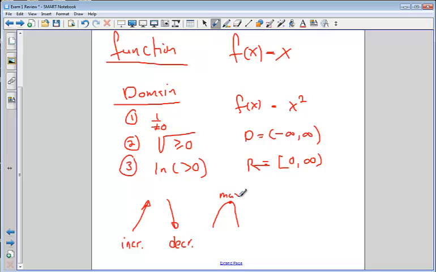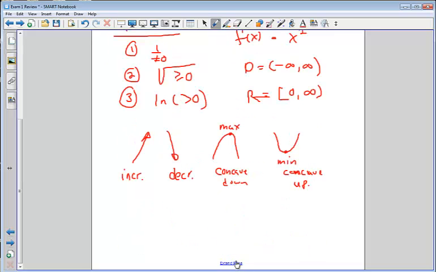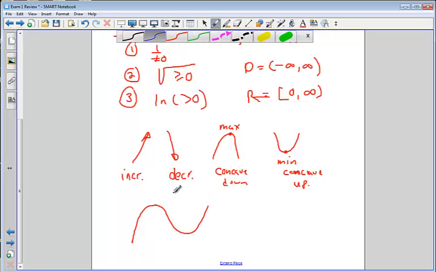So let's call this a max. If they decrease and then increase, we get what's called a local minimum. These are also called concave down, because it's part of a frown, versus this one, which is called concave up, right, which is part of a smile. Inflection points happen when we have a change in concavity. So if you go concave down to concave up, there's some point in between here that has no concavity, and we call this point the inflection point.